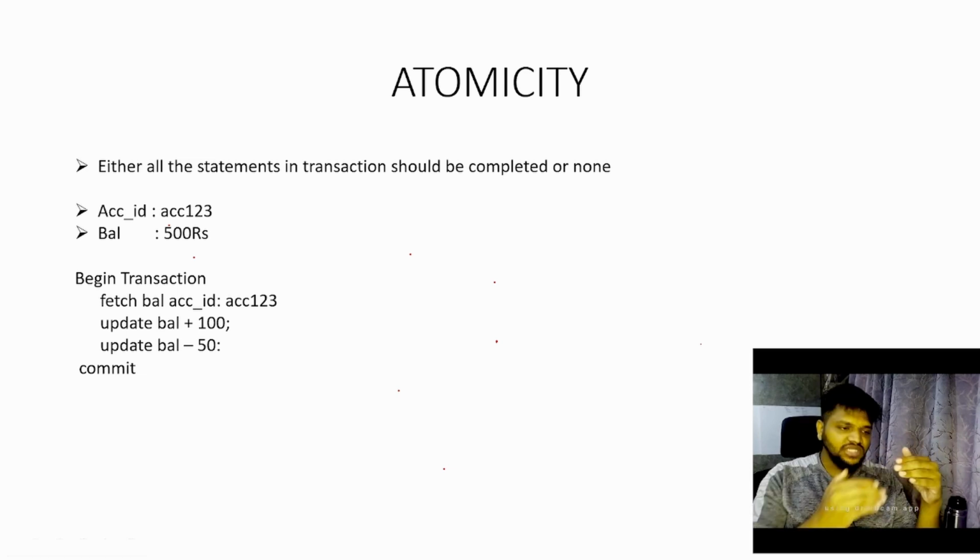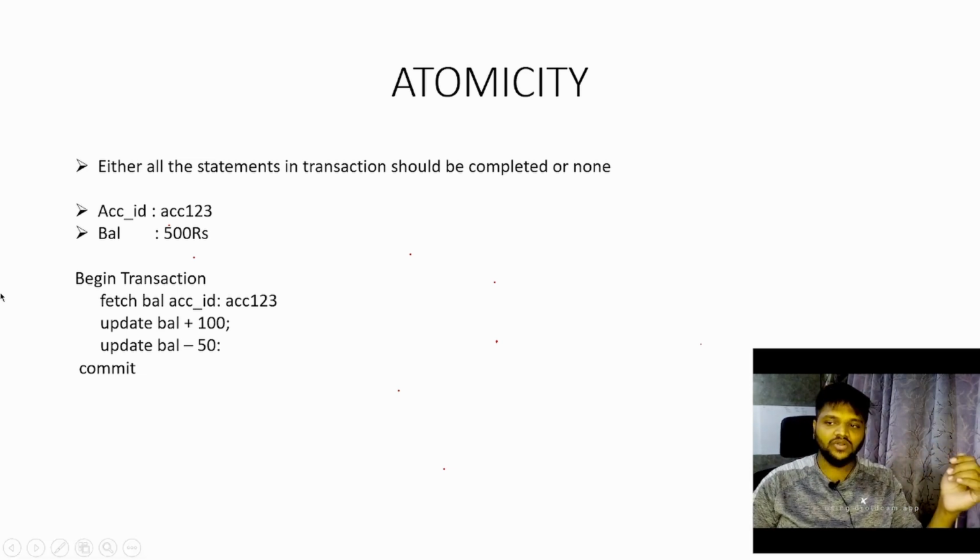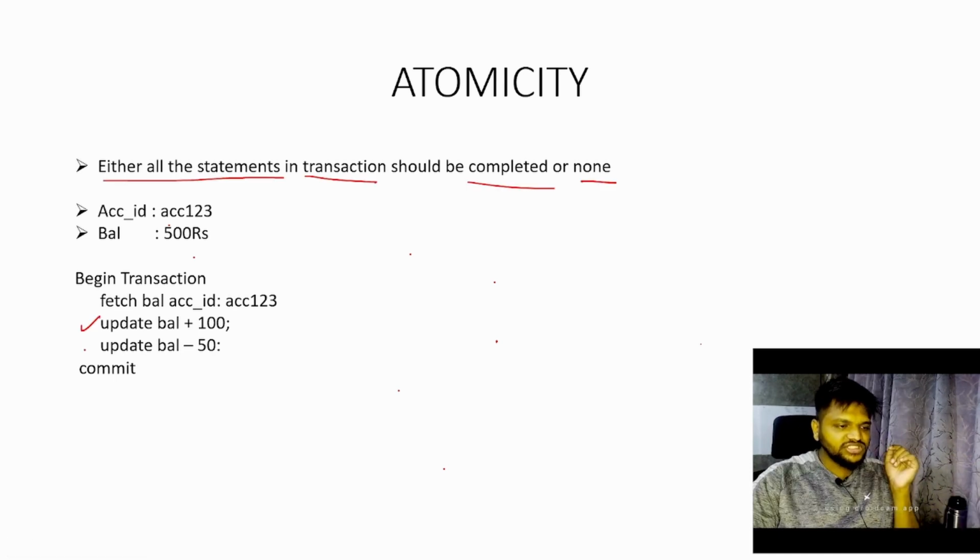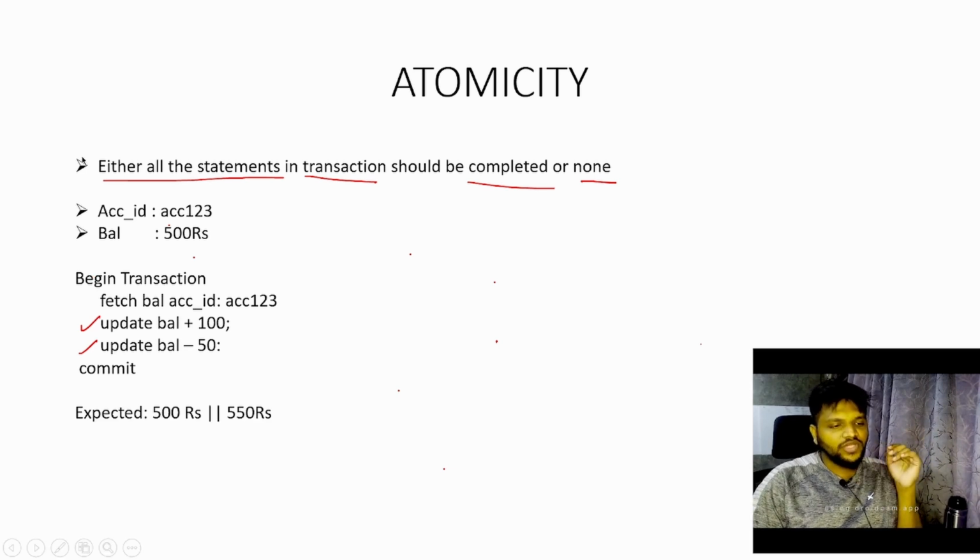What does atomicity mean? All the statements in this particular transaction should get executed, or none should get executed. Let's say these are the two instructions in the transaction. Either both should get executed or none should. What should be the expected output, depending on whether this transaction is successfully executed or not? Let's say an error occurred when executing this particular statement or this one.